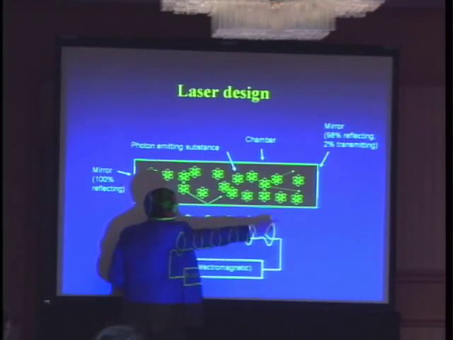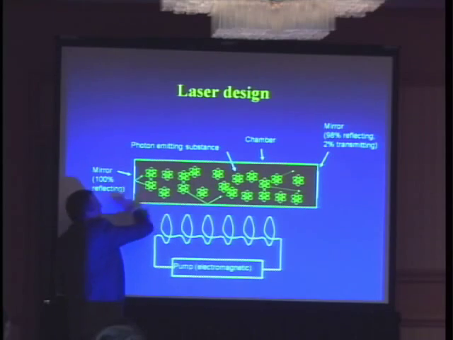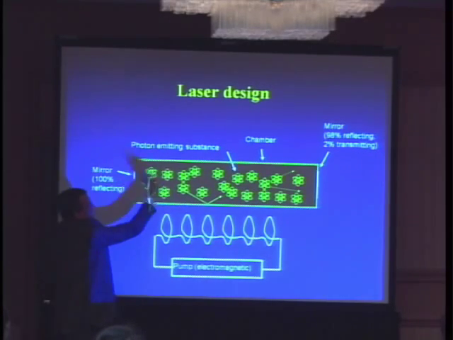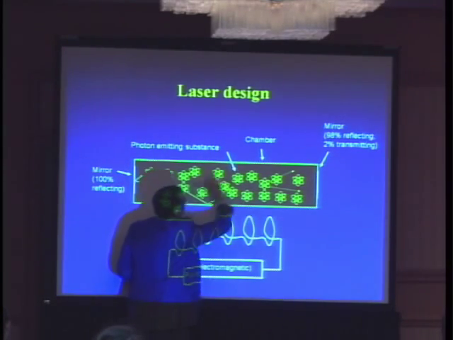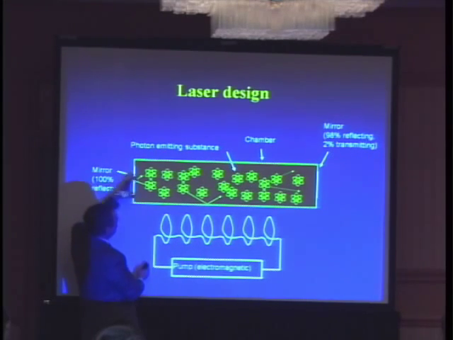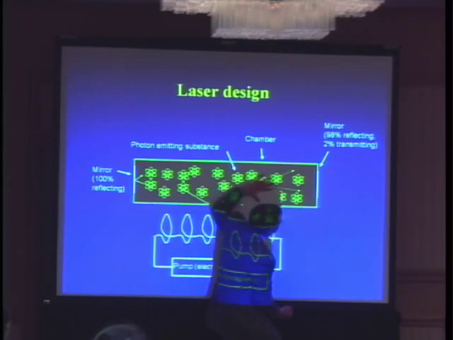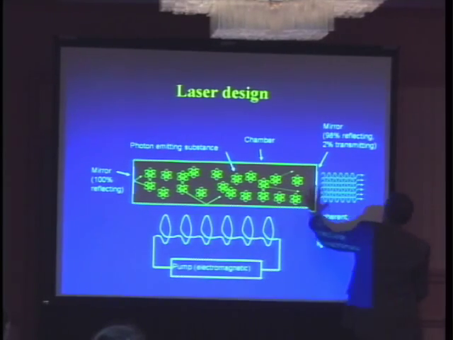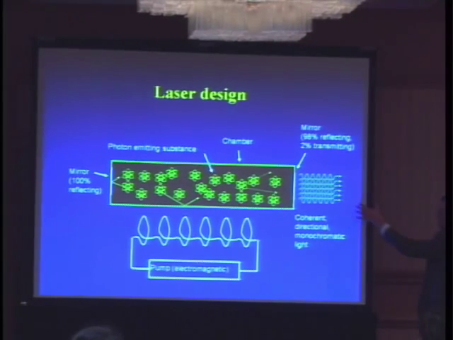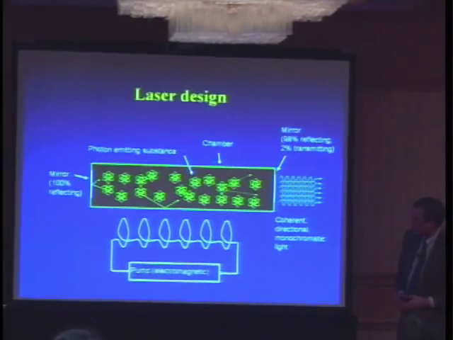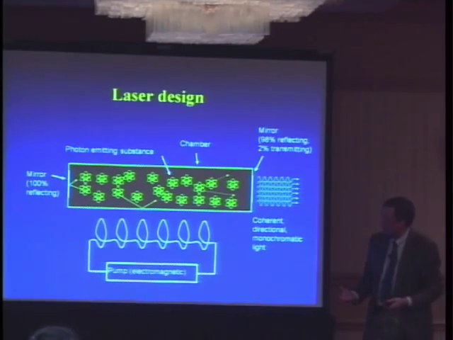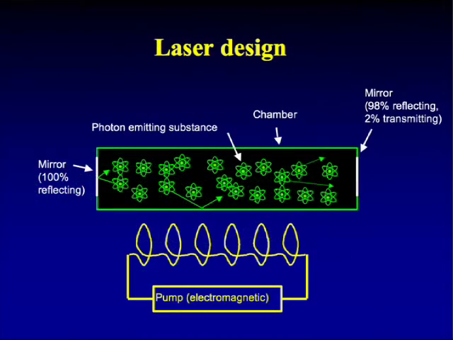Then the light bounces back and forth, on average, because that one's 98% reflecting, 2% transmitting, on average 50 times, and by the 50th time it's gone back and forth so many times you have directional light, so on the 50th time it bounces out, and out comes coherent, directional, monochromatic light. And that's your laser. Monochromatic because the photon-emitting substance only emits one kind of photon.